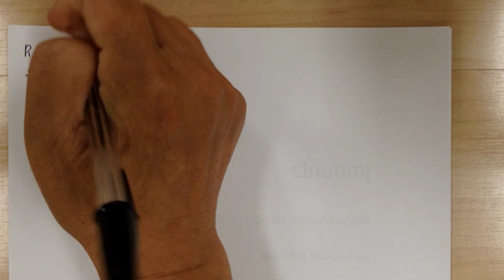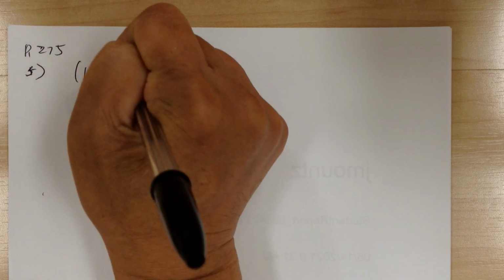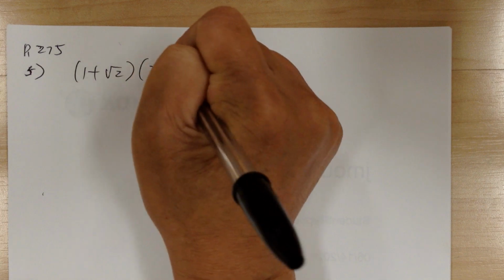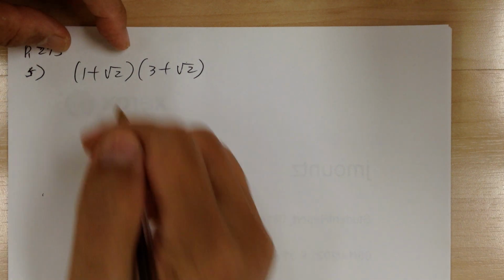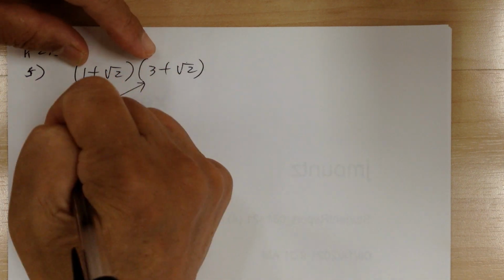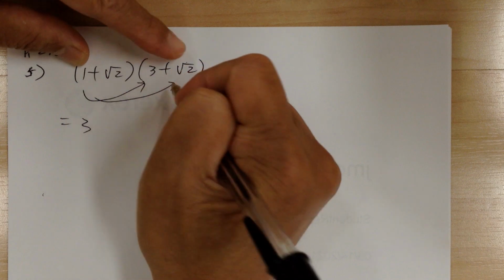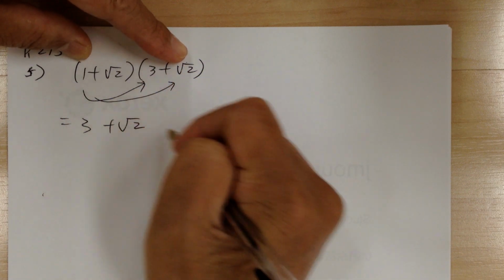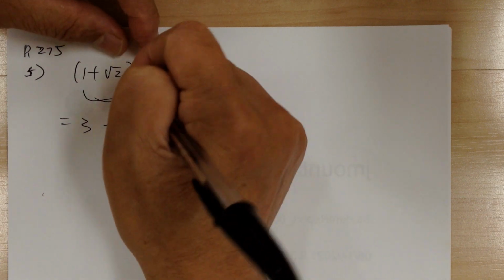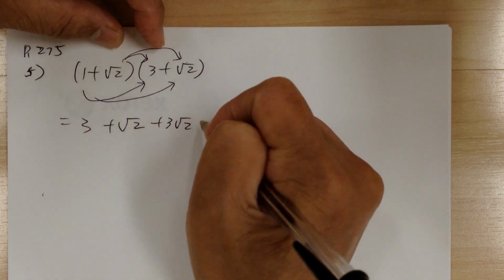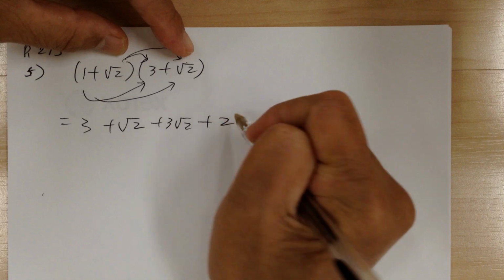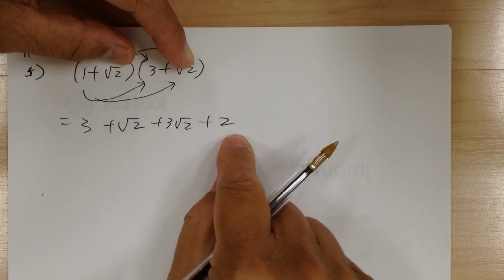Okay, number 5. 1 plus square root of 2 times 3 plus square root of 2. Okay, so this is not a special product, so you just have to do the FOIL method. So you multiply, this will give you 3. Multiply, this will give you square root of 2. And then after you do this one here, you multiply, so plus 3 square root of 2. Then you multiply, and this will give you a 2, right? 2 radicands make an integer.